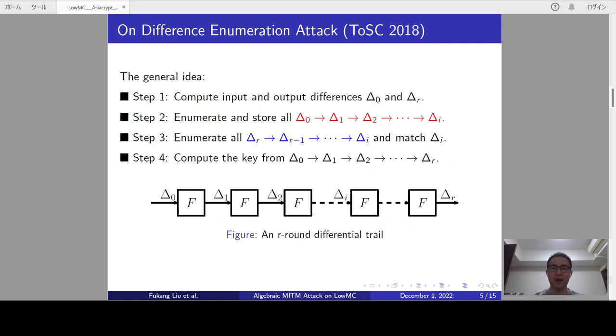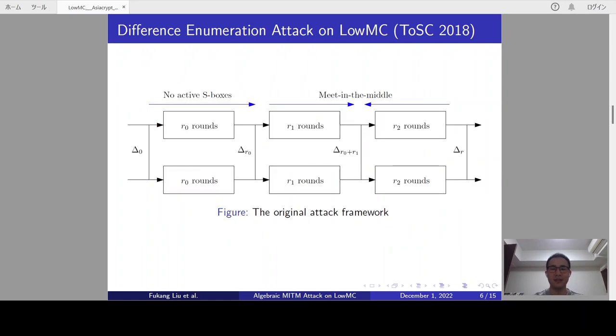Once a match is found, the trail from delta 0 to delta r is determined, and the key can be computed from the trail. So this is an illustration of the original difference enumeration attack framework. It's a simple meet-in-the-middle attack. According to the above description, the memory complexity is very high, and it is exponential in R1.